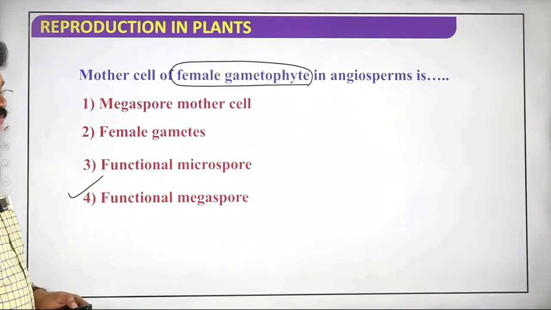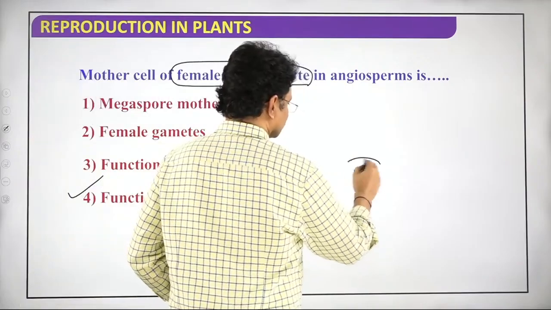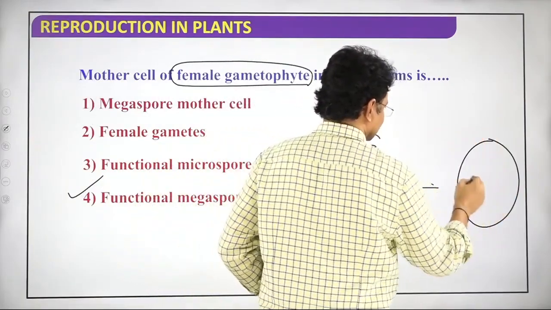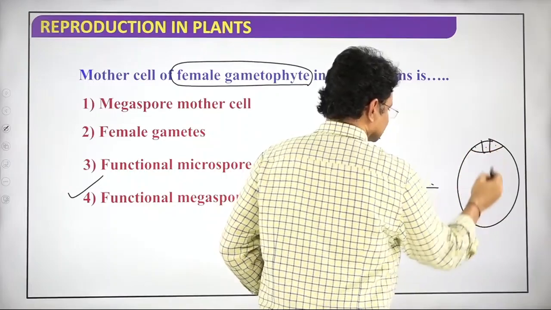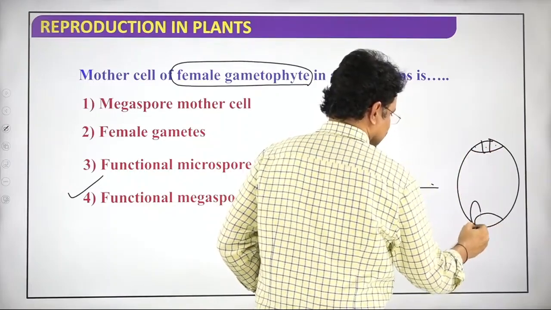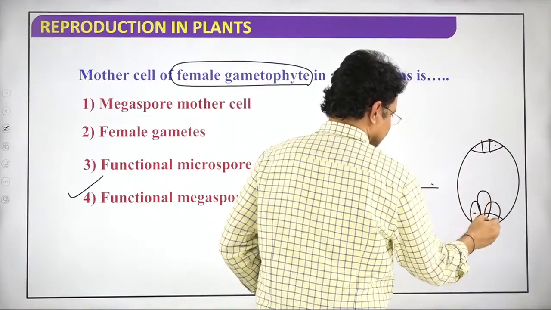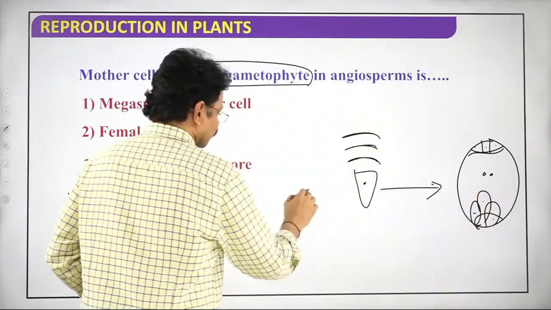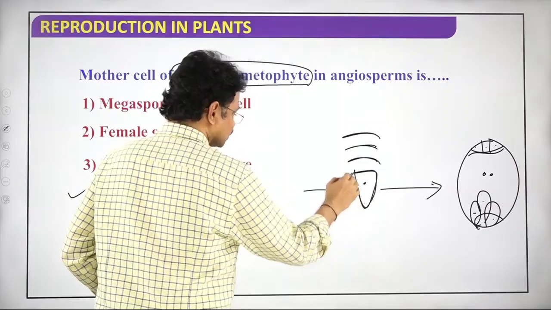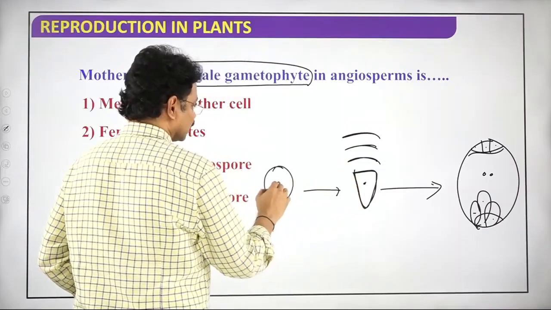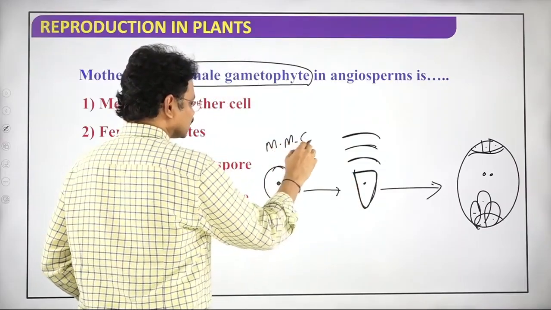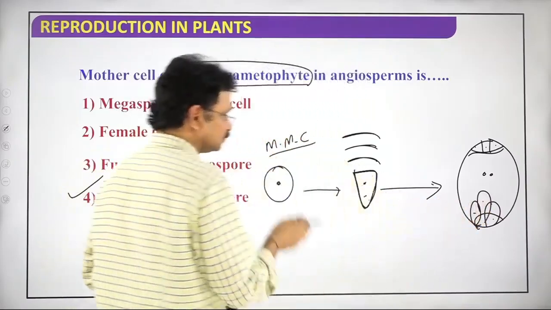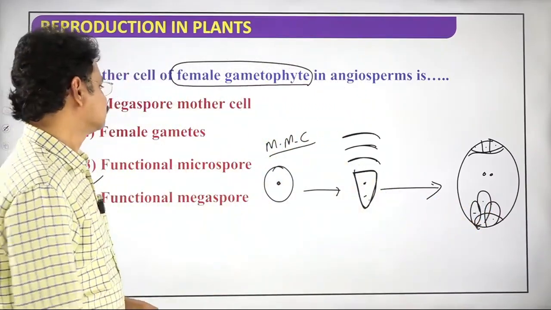Functional megaspore. It is the functional megaspore, with 3 degenerated megaspores. It gives rise to an embryo sac with 3 antipodals, one synergid, 2 synergids and egg, central cell. What is the first cell for the development of this functional megaspore? MMC, megaspore mother cell, is the mother of megaspore. Megaspore is the mother of embryo sac.